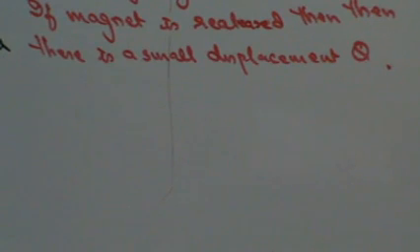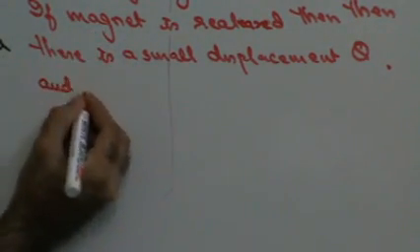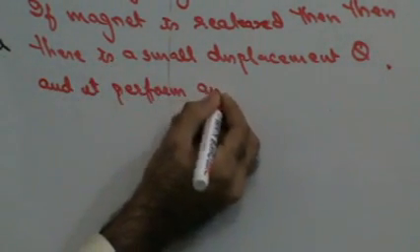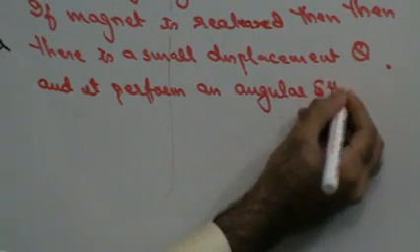Right? Now, if it moves by an angle theta, that means it is going to move in a curved path. If it moves in a curved path, that means it performs an angular SHM, small displacement theta, and it performs an angular SHM. So the body is now going to perform an angular SHM, right?